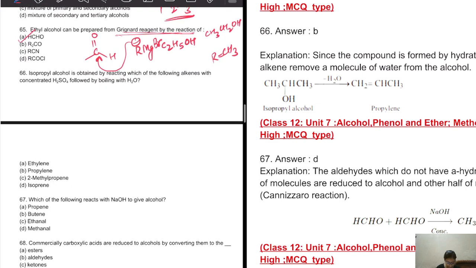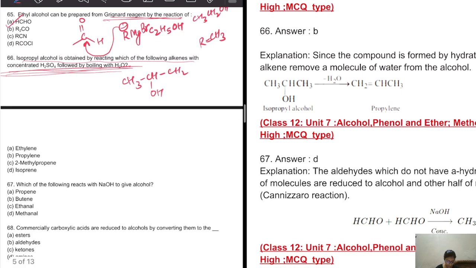Isopropyl alcohol is obtained by reacting which of the following alkenes with concentrated H2SO4 followed by boiling with H2O. What is isopropyl alcohol? This is CH3CH(OH)CH3, with the OH here. That is a secondary alcohol, and a propyl group is there. So if you need to know the alkene, let's just remove H2O, because upon addition only it became alcohol. So we'll follow the reverse approach here.